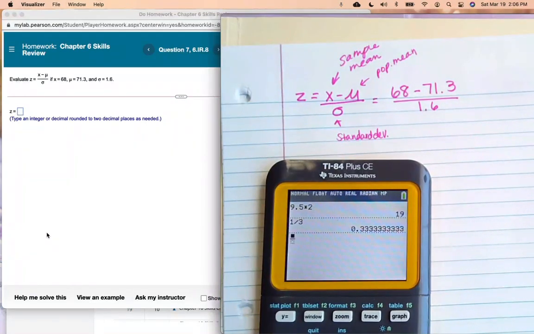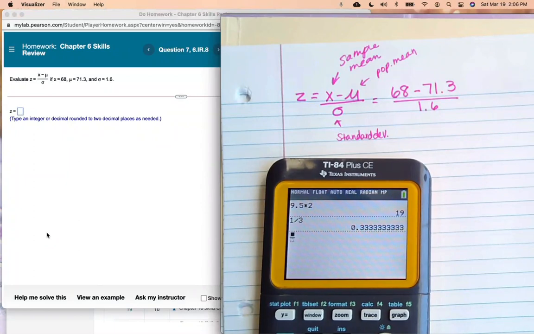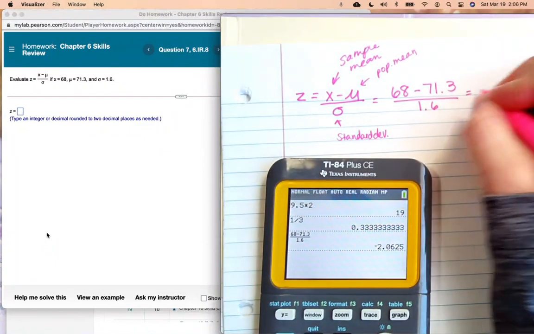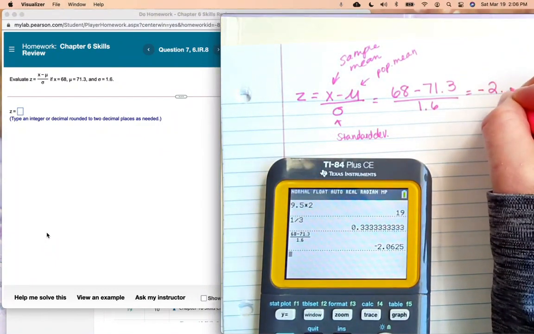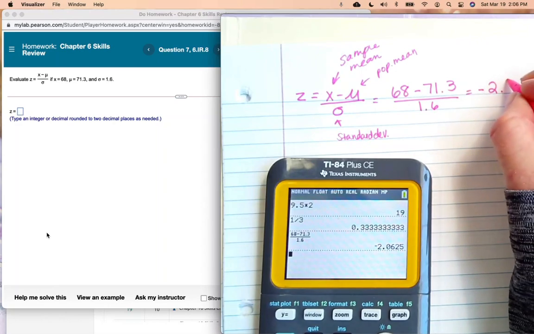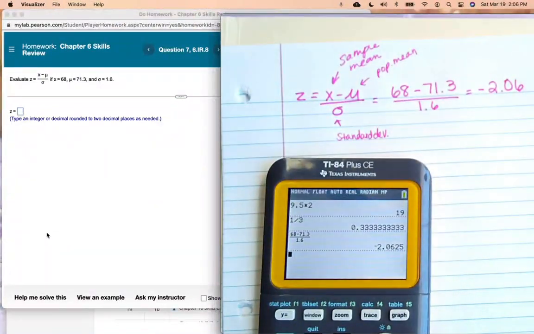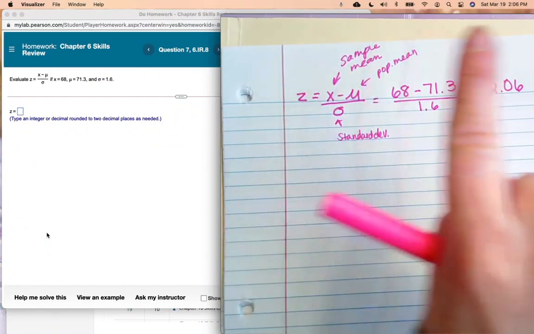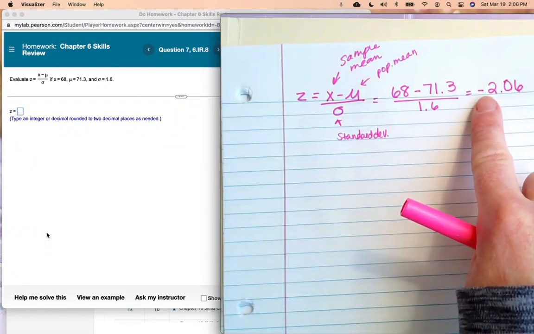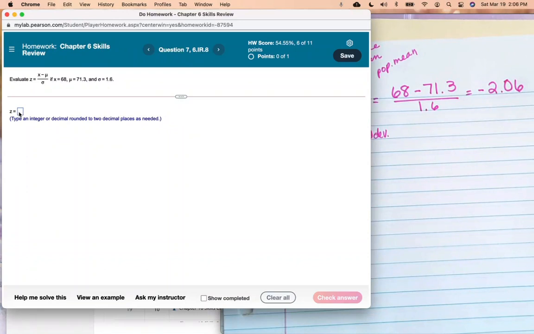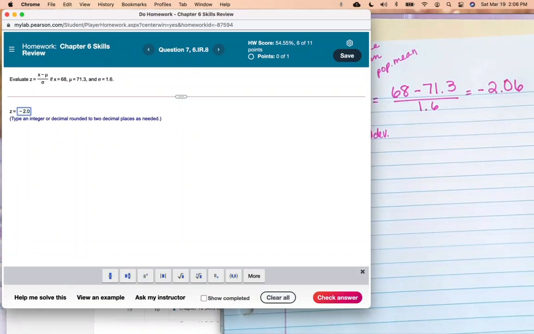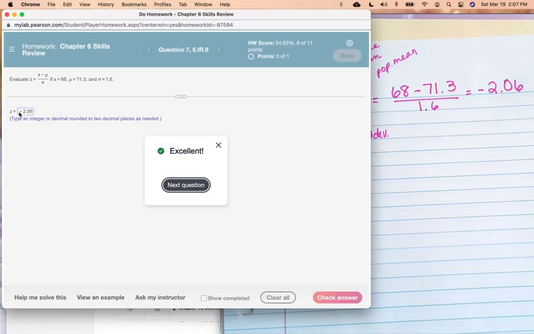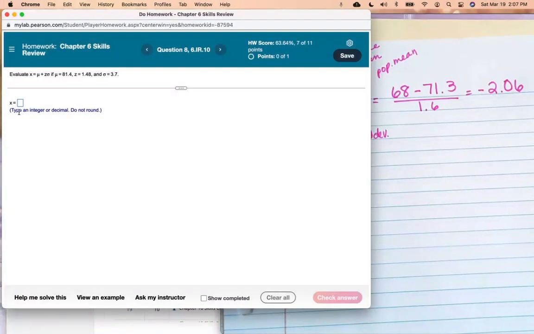So I'm going to plug this in the fraction: 68 minus 71.3 over 1.6. So it's negative 2 point, let's see, round to 2 decimal places, 0.06. So our sample mean is 2 standard deviations below. I'm going to put in negative 2.06.